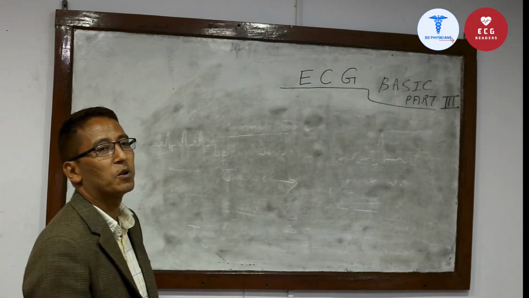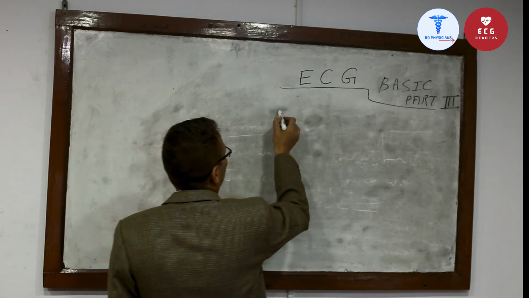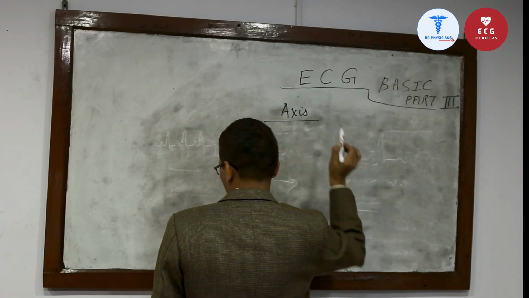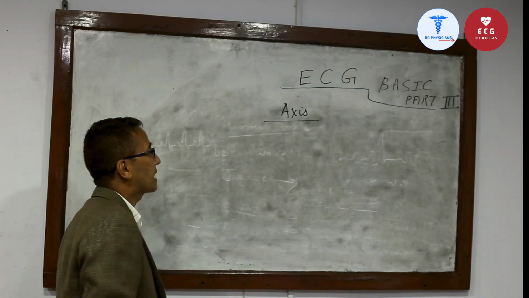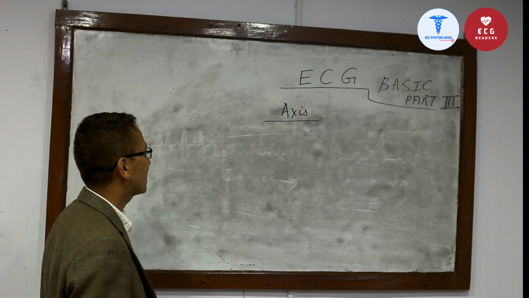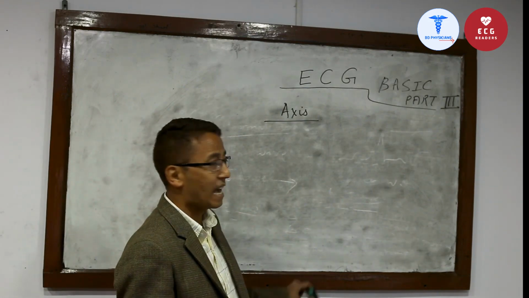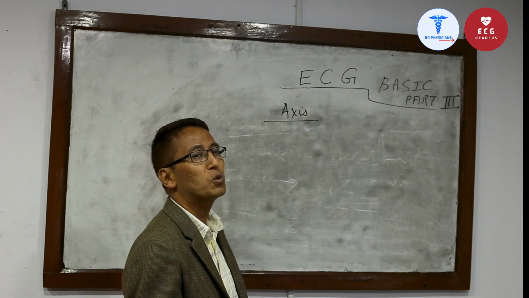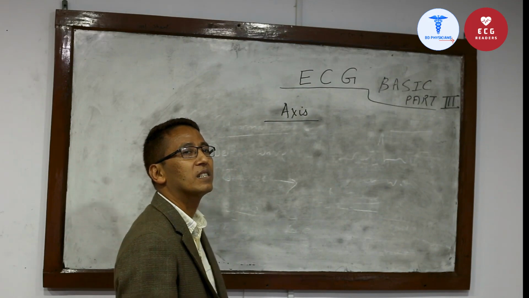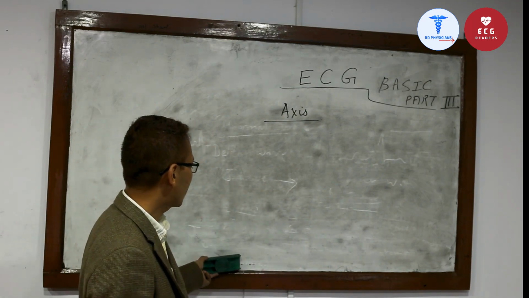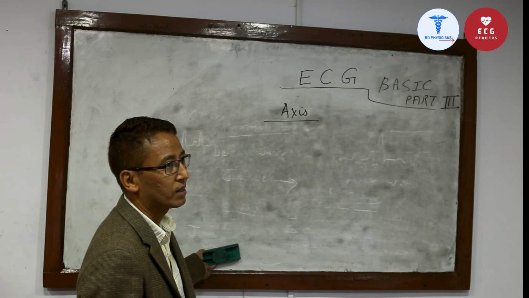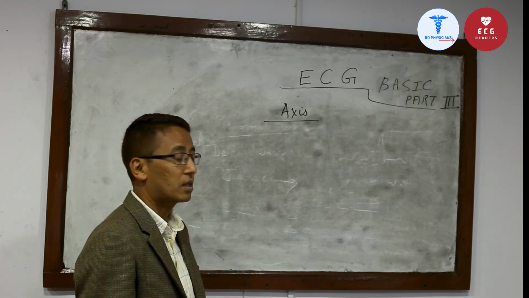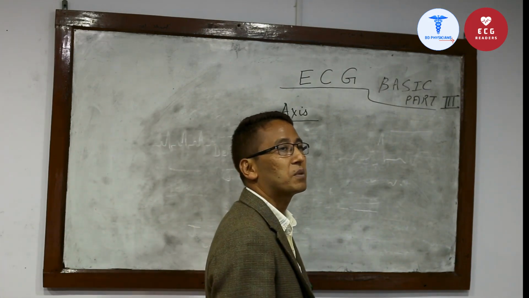Now we'll be talking about the axis of the QRS complex. Actually, I'll talk about the axis only in brief, because whatever the axis may be, it is not going to affect the management of the patient. So only theoretically this axis is necessary to know. Whether it is left axis, right axis, or northwest axis, it does not affect the management of the patient.